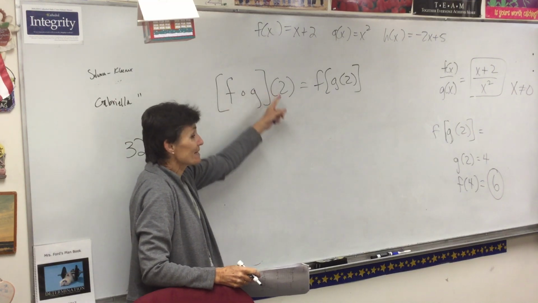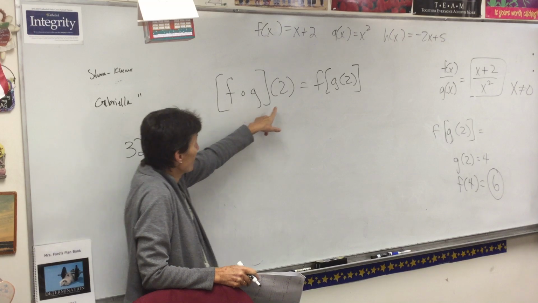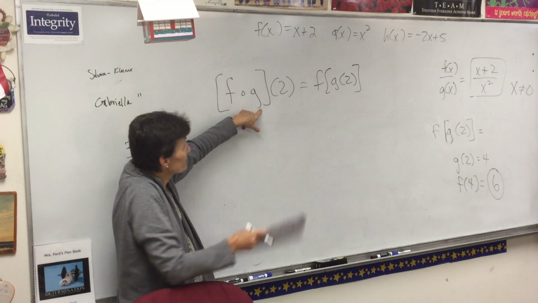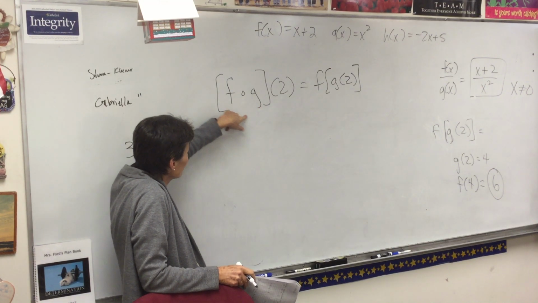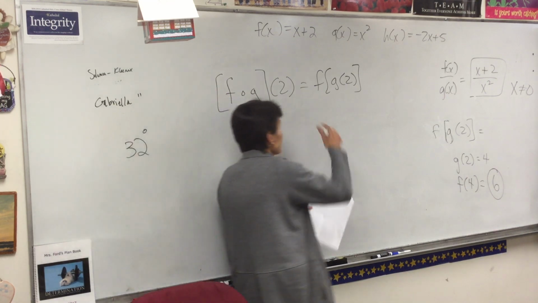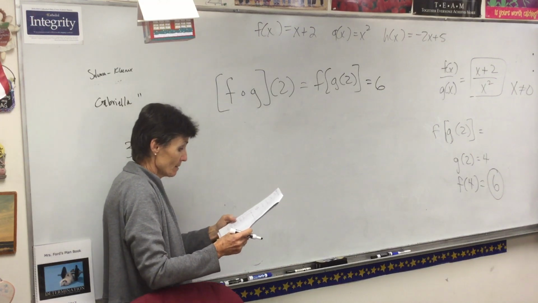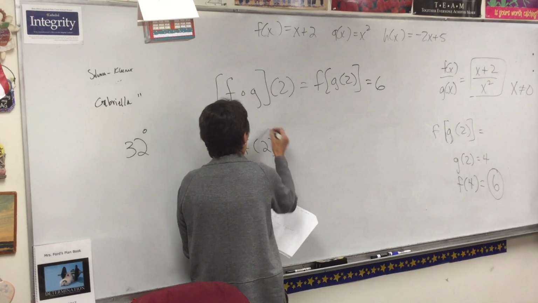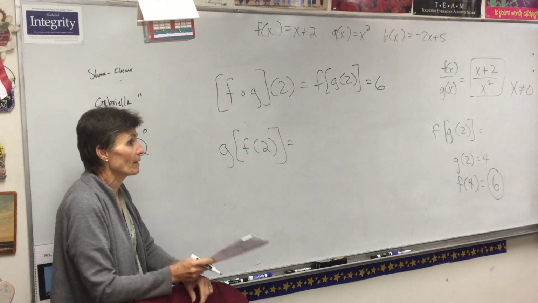So if it's written this way, you start with the letter closest to the number. So you put 2 into G. We already did that. 2 into G gave us 4. And then we take the 4 and put it into F. So the answer to this, it's the same problem. So the answer is the same. It's just written differently. It's a different notation. You don't get to question it. It's just a different way to write.